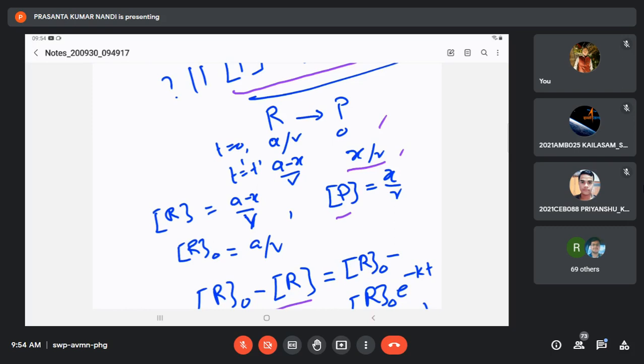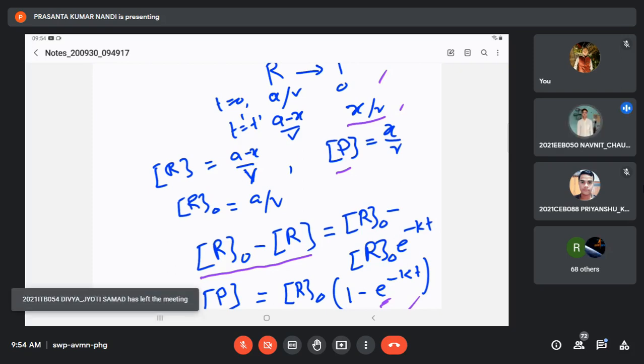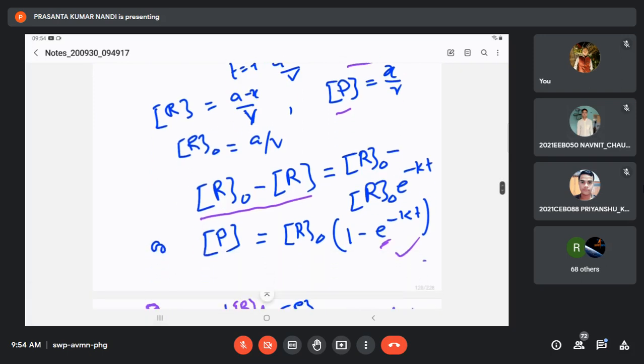R0 minus R, what is that quantity? Just write down what R is: R0 into e to the power minus kt. Subtract it from R0 on both sides of the integrated equation. And R0 minus R, if you follow these expressions, that is A by V minus A by V, X by V. It is nothing but the product concentration P.